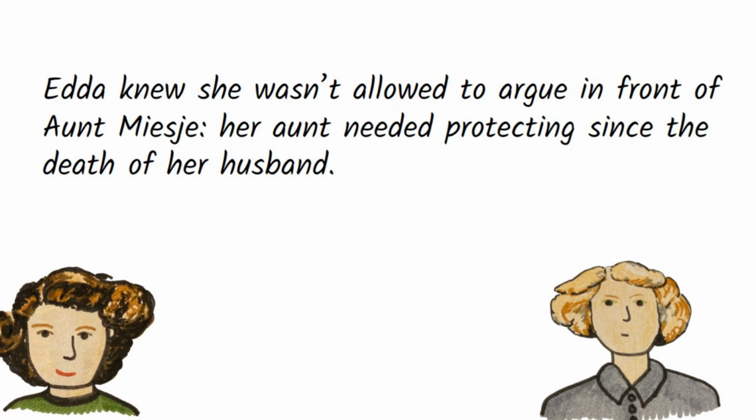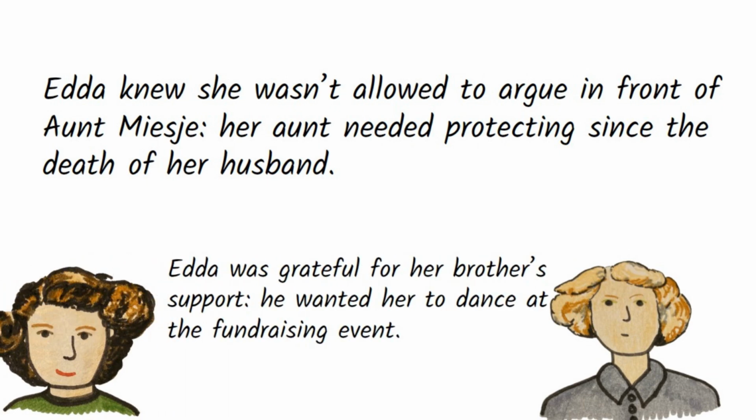Edda knew she wasn't allowed to argue in front of Aunt Misha: her aunt needed protecting since the death of her husband. With a colon, the second part explains the first part. So this means Edda knew she wasn't allowed to argue in front of Aunt Misha because her aunt needed protecting since the death of her husband.